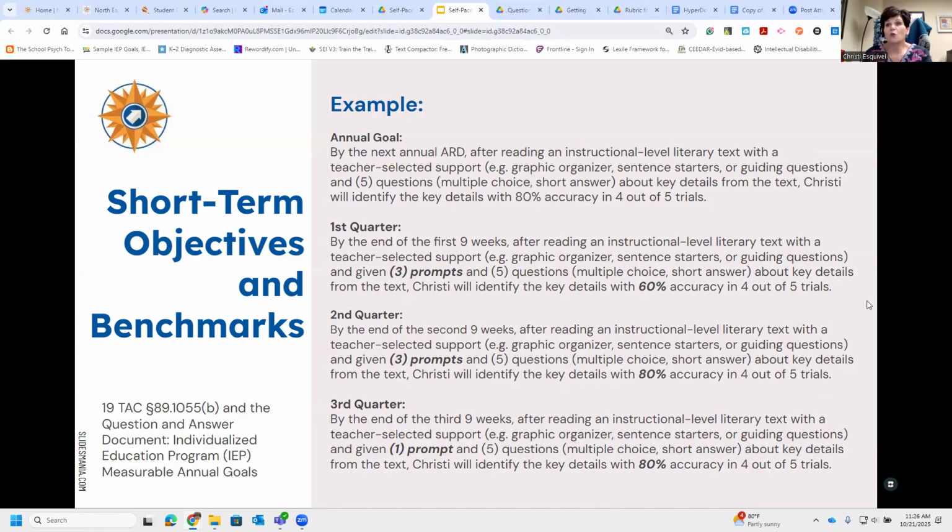By the end of the third quarter, we're going to wean away that prompt support to 1 prompt and still keep the accuracy at 80% in 4 out of 5 trials. Notice that the annual goal the student is expected to achieve doesn't have any prompts, and it's still the 80% accuracy that we determined from our baseline information.